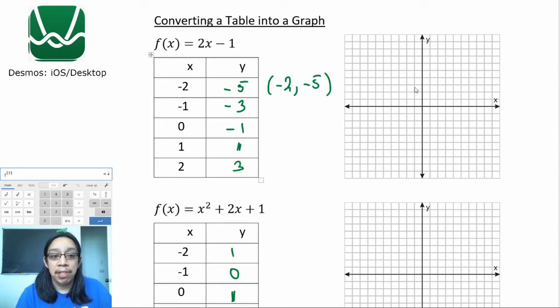So for this one, this is -2, 5. So this is -2, and we're going up to 5. 1, 2, 3, 4, 5. This one is -1, 3. So we start at -1, we go up to 3.